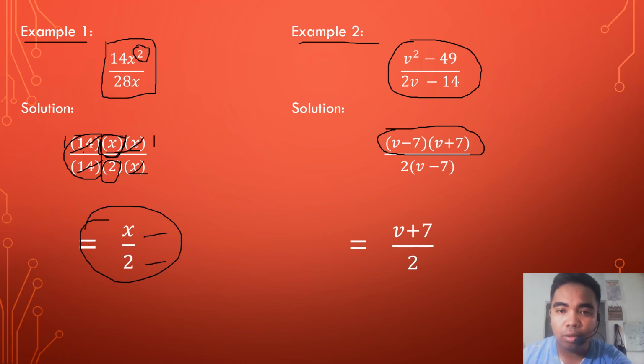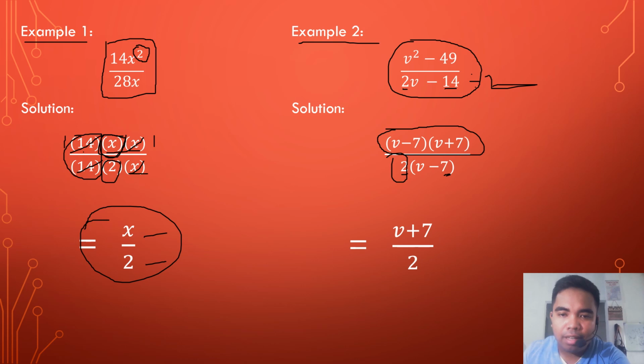Then, sa baba naman, we have here 2v minus 14. Ang gagawin natin dito is we're going to find the greatest common factor of 2 and 14, which is 2. And after we find the greatest common factor, we're going to divide the original expression sa ating nakuhang GCF. So, 2 divided by 2 is 1. 1 times v is v. So, v na lang natira. And then minus, 14 divided by 2, ang sagot natin ay 7. So, that's why we have 2 times the quantity of v minus 7.